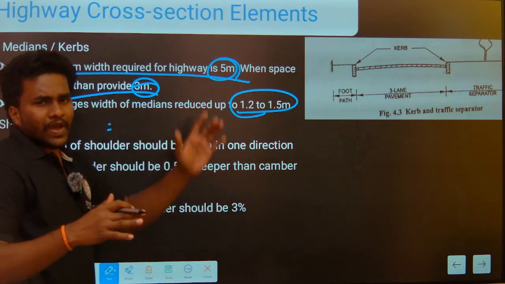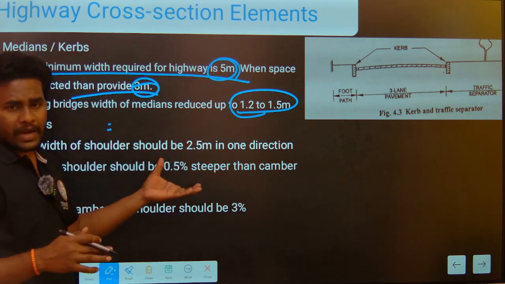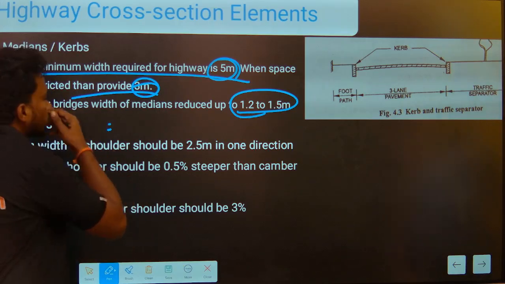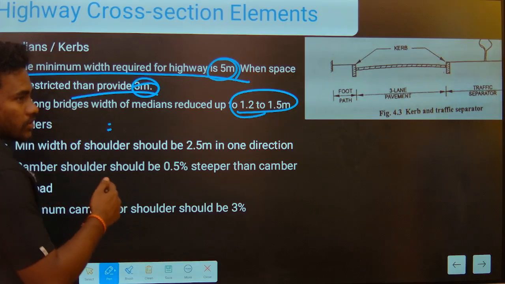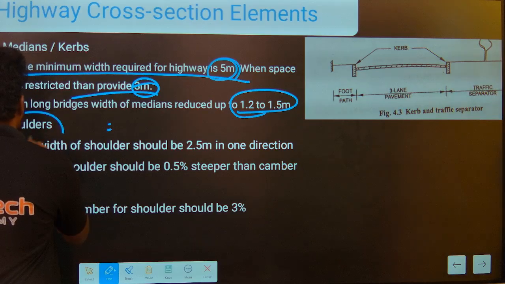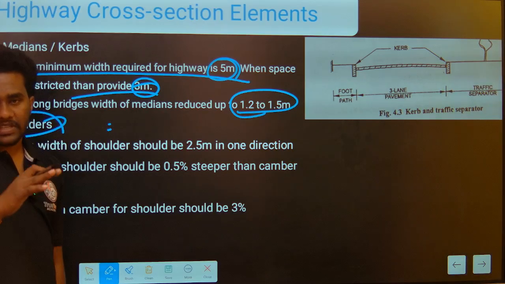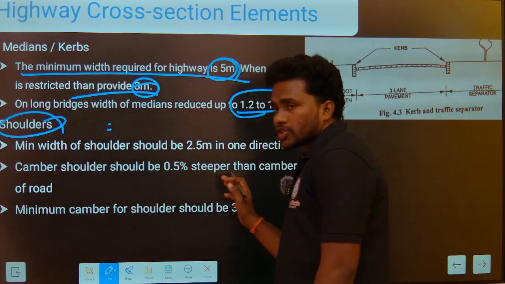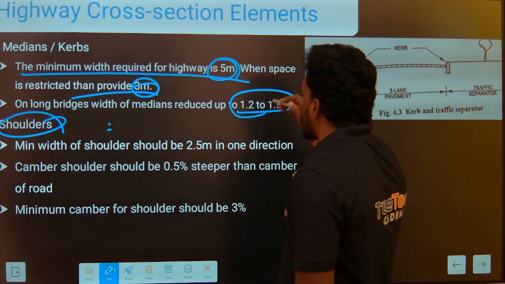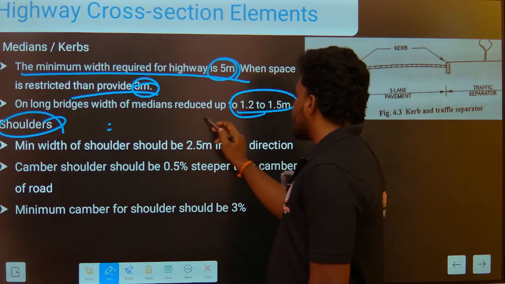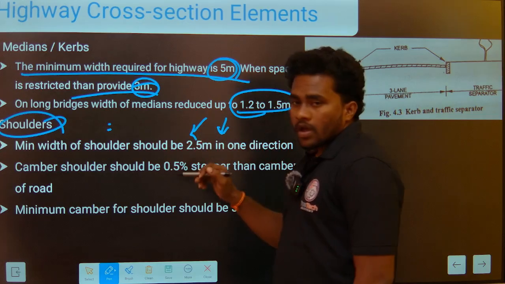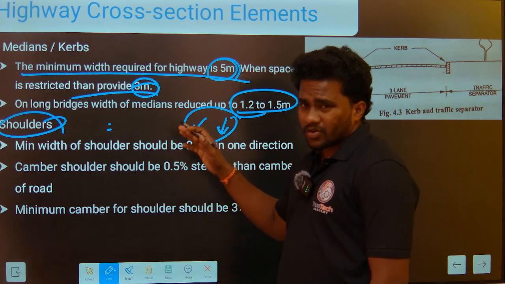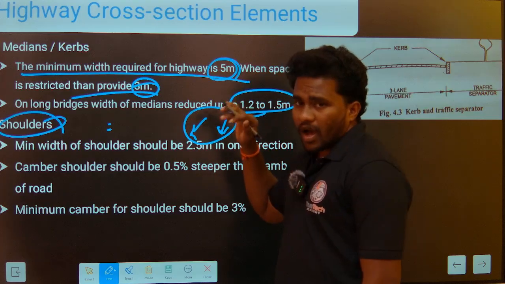And mostly these values are dependent on the land acquired further and the type of road and importance of the road also. And another one is shoulders. Shoulders are constructed on both sides of the carriageway. The functions of the shoulders are to drain off the water and to support the main carriageway, and they are useful for traffic, for vehicles to stop and stay on the shoulders.